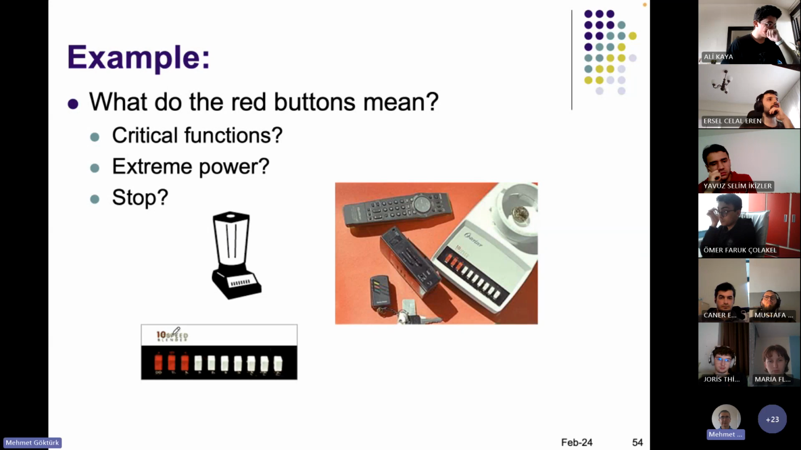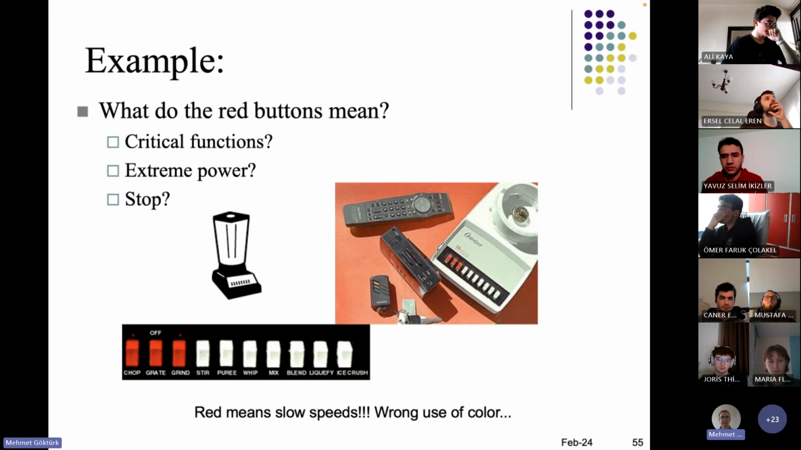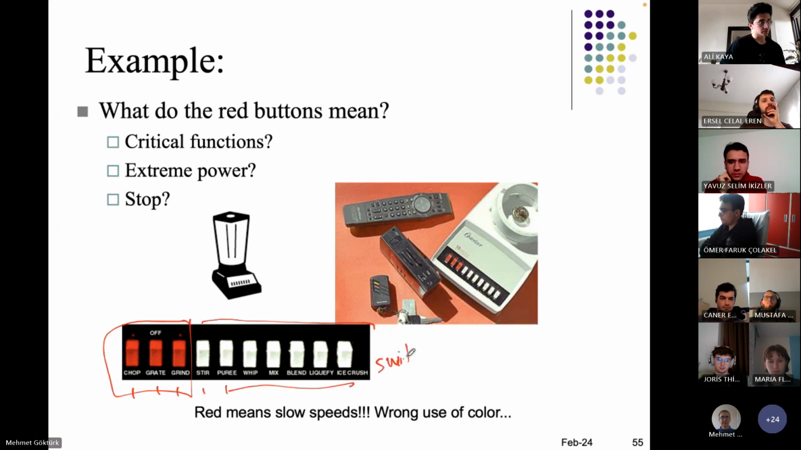So these critical buttons are, for example, on this, basically for pulsating operations: chop, grate, grind, stir, etc. So these are push ones, but these are switches. So they used color to separate switches from the buttons. Reds are buttons, whites are switches.